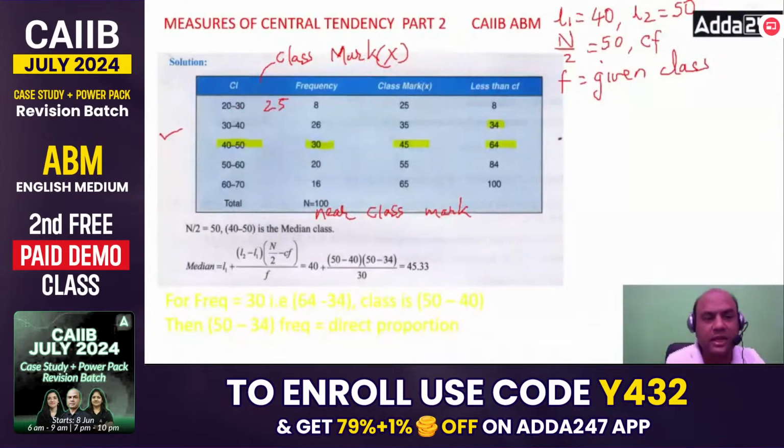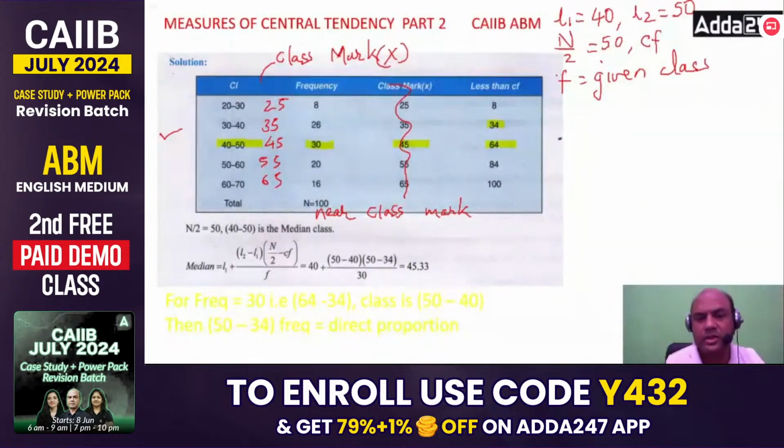See, what is class mark? The center of 20 and 30 is 25, then 35, this is easy, 45, 55, 65. Right? You got this? Cancel this, this is not required. Okay? So now look at this.